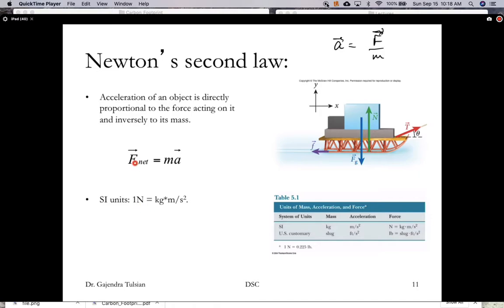The units for force are kilograms meters per second squared, and this combination of units is called a Newton in honor of Isaac Newton. So the SI unit for force is a Newton, and the British units are pounds for force, slugs for mass, and feet per second squared for acceleration.